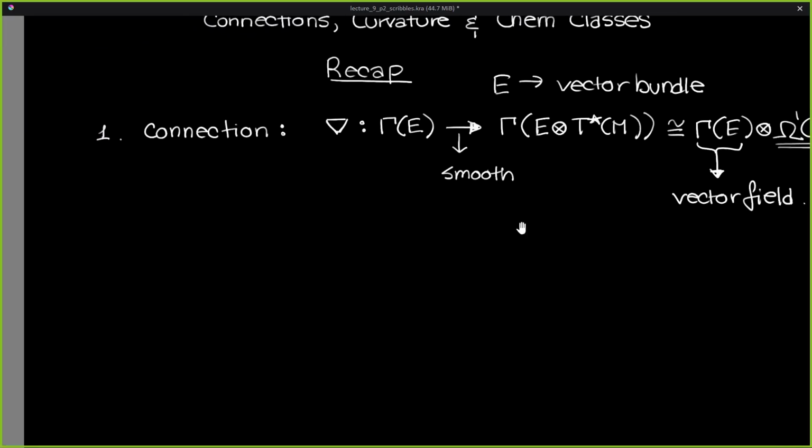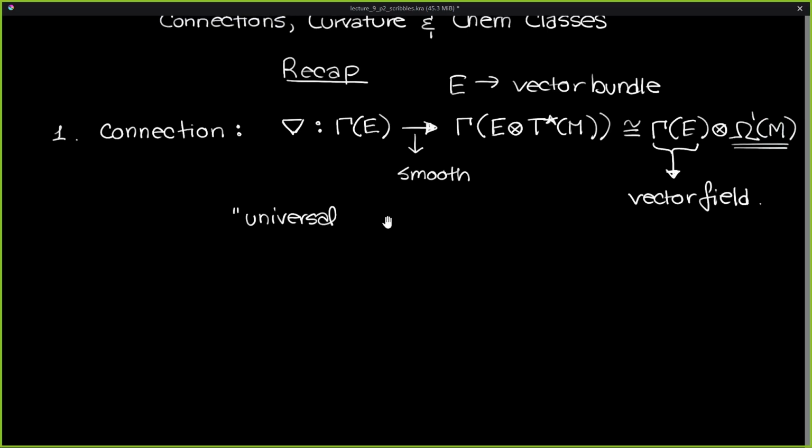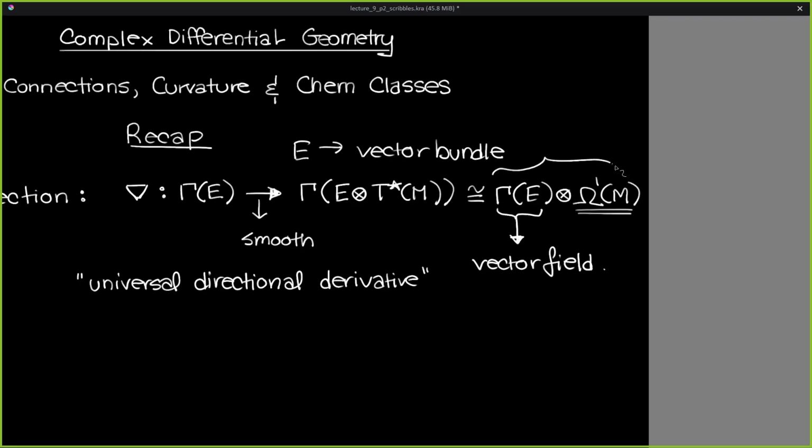So what is this? You can think of this as a universal directional derivative. If you give it a vector field, it'll give you the rate of change in every direction for every vector on the manifold. That's a lot of information, but that's what this output is storing.